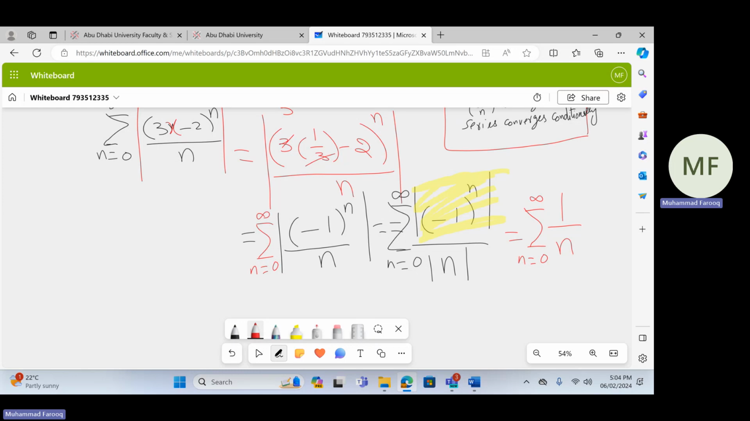It's not G, please. The series? P series. Yes. P equals one, and n power something. How much n power here? One. If the P value is 1, it diverges. So basically it is a P series and it diverges. So now go back, look at here. When you check with absolute value, what's the answer? Diverges.